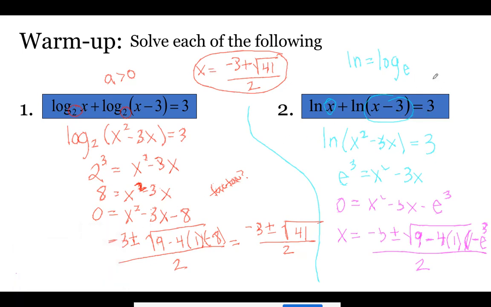I know it's only the positive version because we just did this problem. So we're going to get negative 3 plus the square root of 9 plus 4e cubed, all over 2. That's a 2, right? So that will be my answer to this.